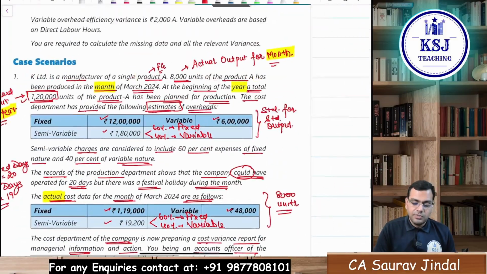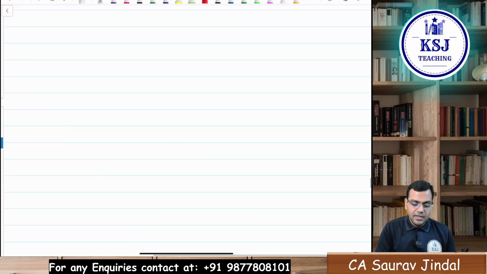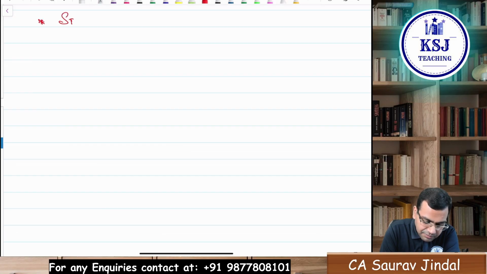So what we should be doing is, first we will be interpreting the information that is given. First, we will streamline the information, that what are the standards given, what are the actuals given, and how to deal with the things, right? First, let's talk about the standards or the budgets which are given. Right, what are the standards given?